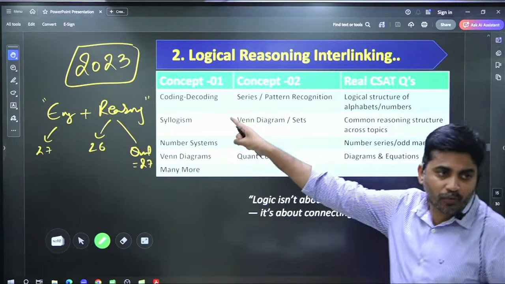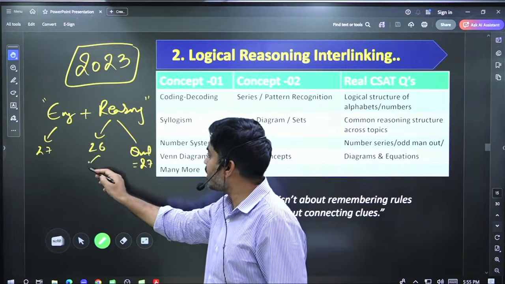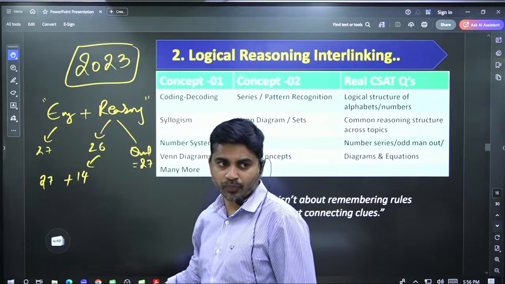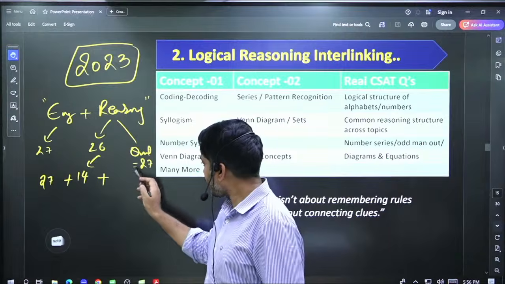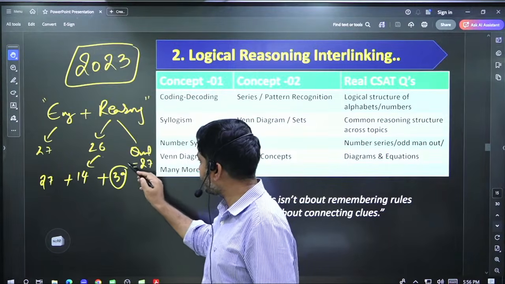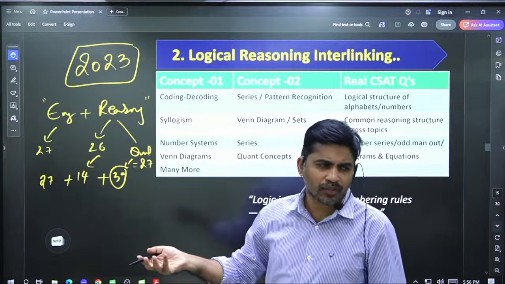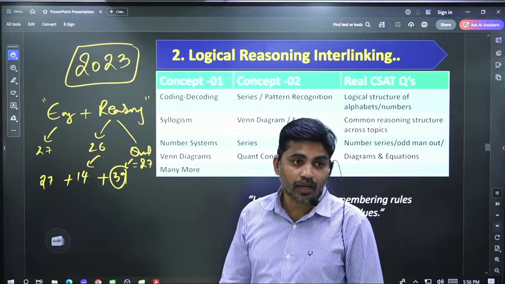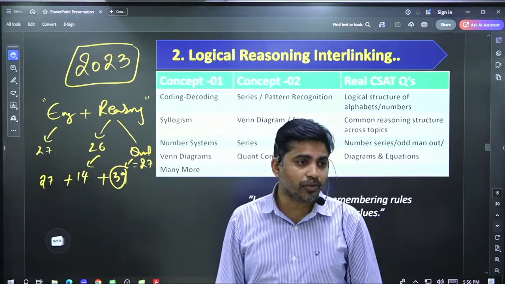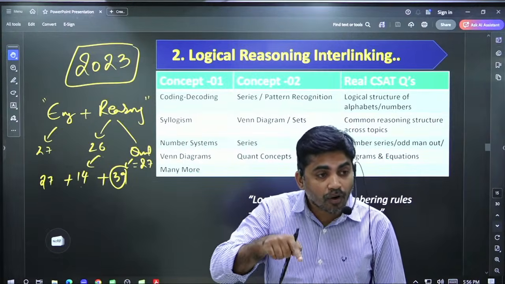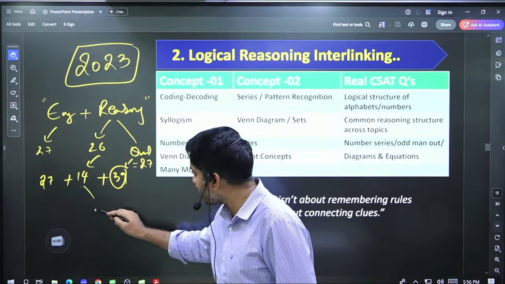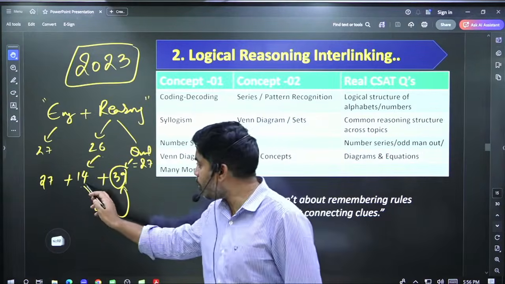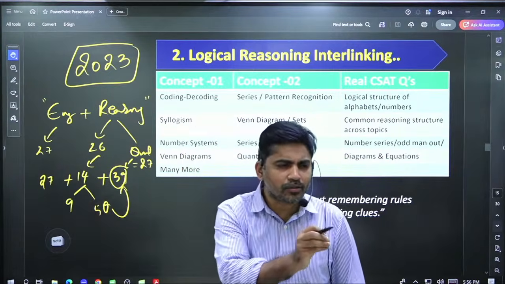In 2023, what happened? They asked only 14 questions from reasoning. They didn't disturb English, that is 27 questions. But the remaining 39 questions were from quant. Out of 39, 21 questions were only from number systems. They were shocked in the exam because there were very few questions from reasoning. In this 14, 5 questions are related to number systems again. It means you have only 9 questions completely based on reasoning.